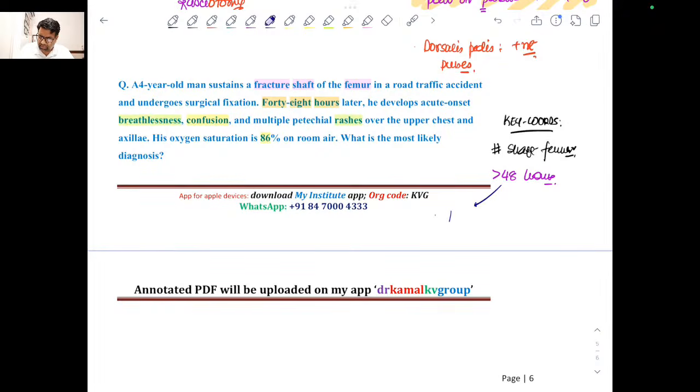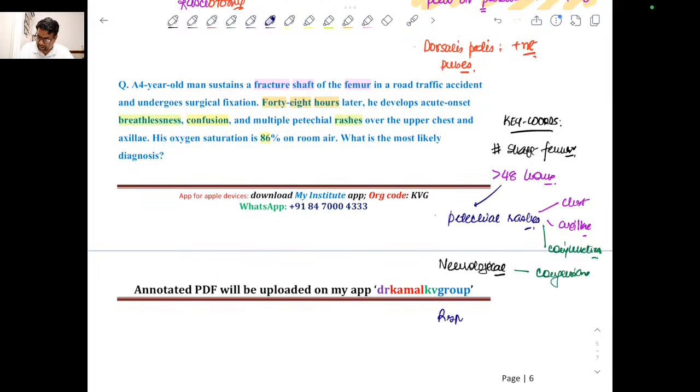There are petechial rashes, and this can be noted in chest, axilla, sometimes in conjunctiva also. Okay, so conjunctiva or neck. Then another is some neurological presentation in the form of confusion, right? So the patient is confused here, and there is respiratory presentation in the form of breathlessness.